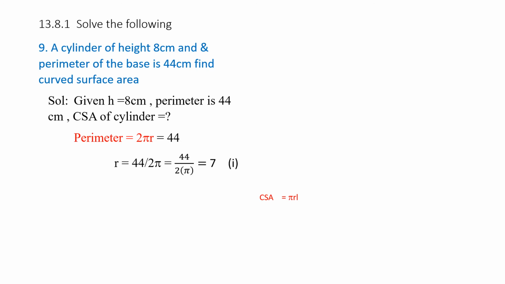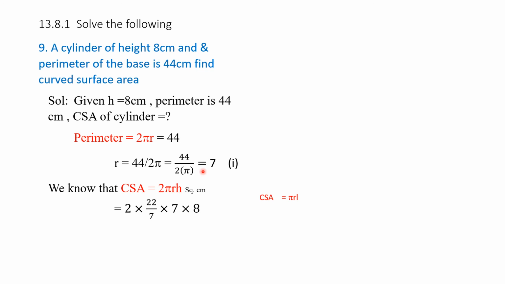We can calculate r from this equation. r becomes 44 divided by 2 pi. That is equal to, 2 goes 22 times, this is 22 by 7, 7 goes up, therefore this is 7. 7 centimeter is the radius of the cylinder.